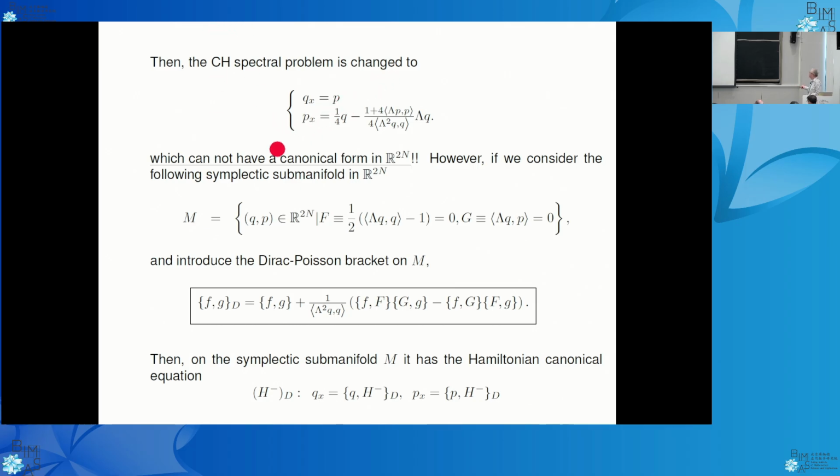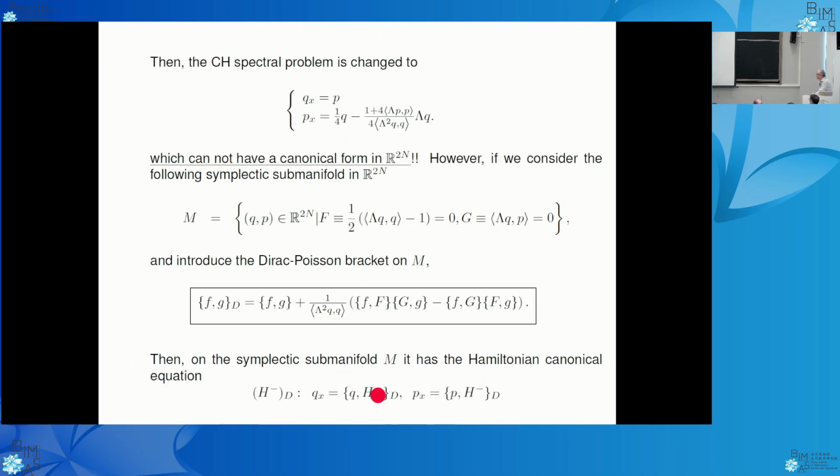This cannot have a canonical form in R2N. It is related to an algebraic structure. You have to figure out a new manifold, because in the whole space it is not canonical, but if you put two constraints, then this system can be constructed in canonical form on the submanifold. That's why we introduce F and G. On the submanifold, it is no longer the whole-space Poisson bracket, so we need to redefine the Poisson bracket as a Dirac Poisson bracket. The right-hand side, without the D part, is the standard Poisson bracket. The Dirac Poisson bracket on the submanifold has an extra term that depends on your constraints capital F and capital G. Under that, the system can be rewritten as a standard Poisson bracket, which is here.